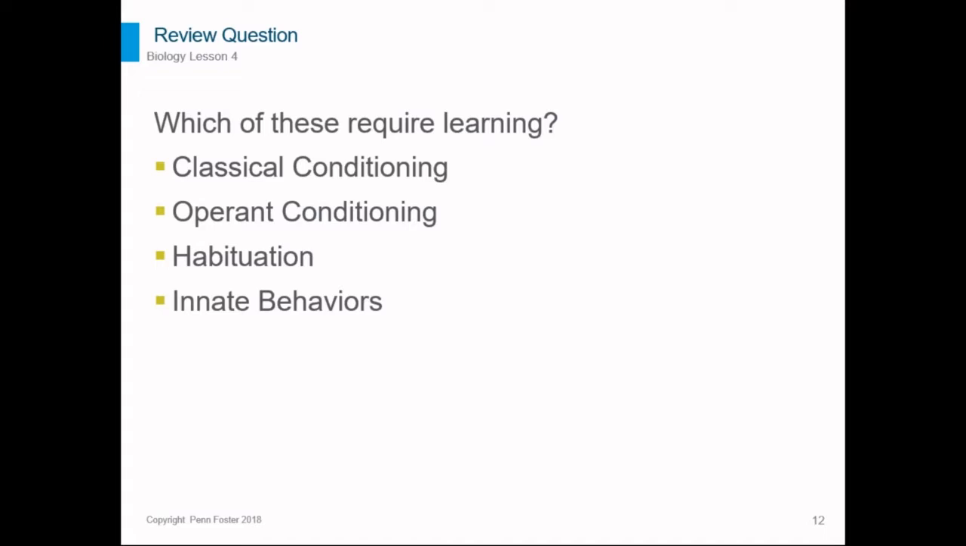So that's all there is in section one. We're going to go over a couple of review questions here. So which of these require learning? And there's more than one correct answer. So think about which ones are correct and which ones are not. Classical conditioning, operant conditioning, habituation, and innate behaviors. I'll give you a few seconds to think about which ones do and don't require learning.